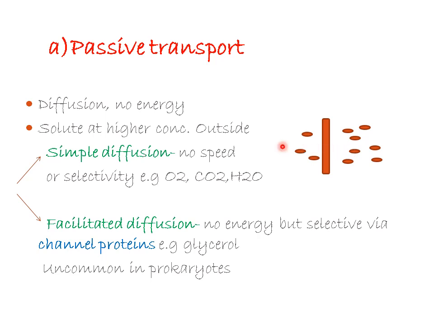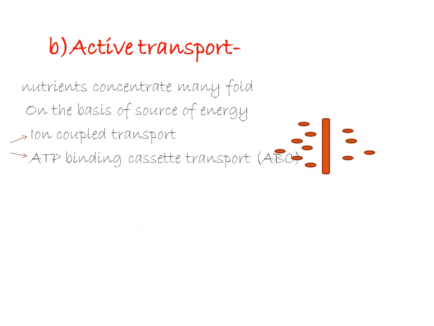Now there is another method of passive transport, that is facilitated diffusion. Again, in this kind of diffusion, no energy is required, but it is selective because it occurs with the help of a few channel proteins like glycerol. So there will be a few proteins, like transmembrane proteins, that will allow the movement of solute from outside to inside or inside to outside. So this is not energy dependent, but it is selective. This process is quite uncommon in prokaryotes.